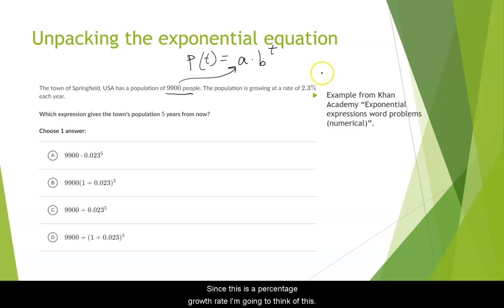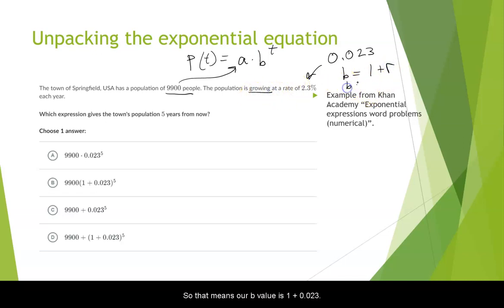Since this is a percentage growth rate, I'm going to think of this as 0.023, and I'm going to think of my b value as being 1 plus, since it's growing, r. So that means our b value is 1 plus 0.023.